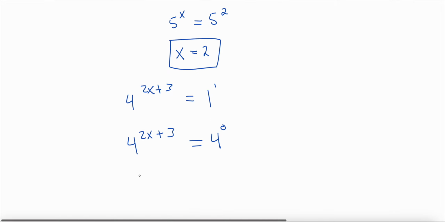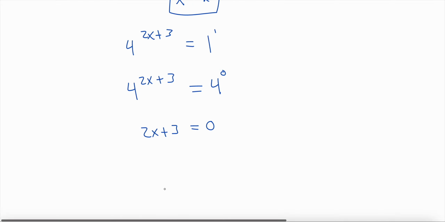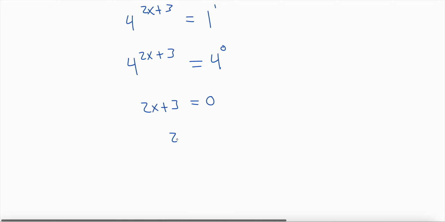And now we can say that 2x plus 3 equals 0. And solving further, we're subtracting 3 from both sides, so 2x equals negative 3. Dividing 2 from both sides, we have x equals negative 3 over 2. And that's going to be our final answer for that one.